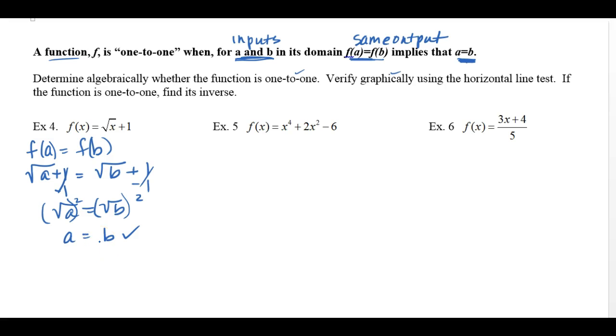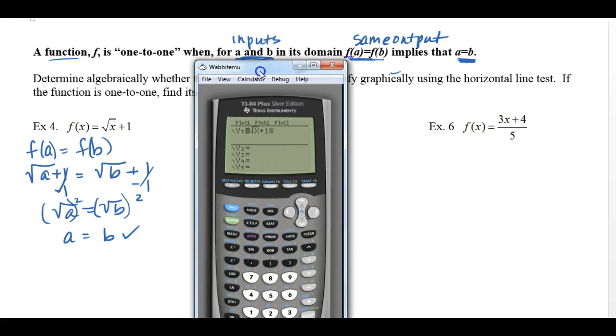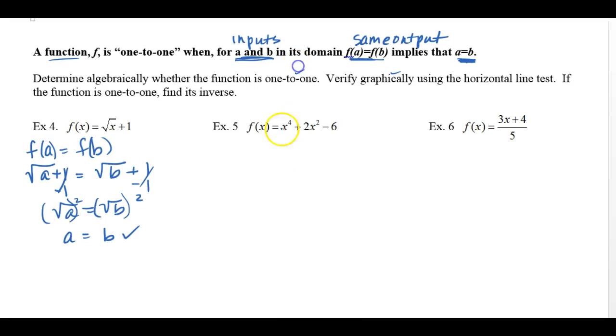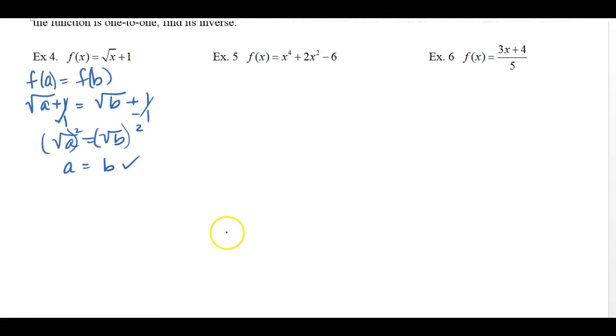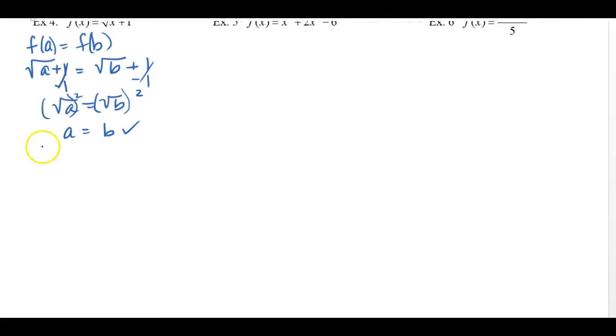Now, if I go to graph, okay, does it pass the horizontal line test? Yes, it does. Okay, so now I know that it does have an inverse. So I'm going to find my inverse algebraically, just like we did before. I'm going to rewrite the original function just so we have it.